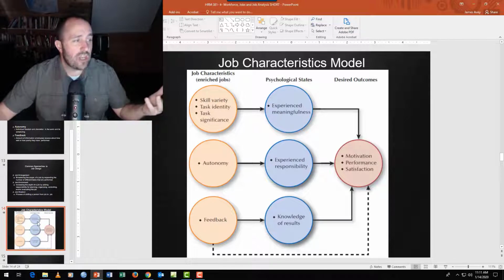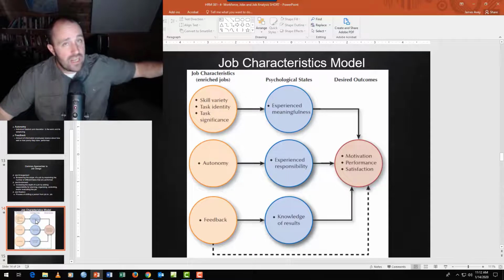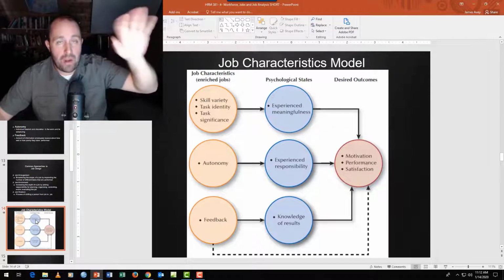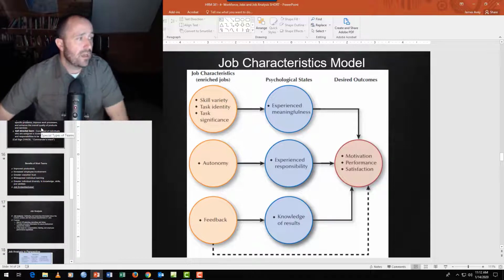So in sum, that's the job characteristics model. It's a pretty simple concept, and everybody knows it, and it has very practical implementation strategies for managers, especially dealing with outdated jobs or brand new jobs. That's where this really comes in handy. All right.